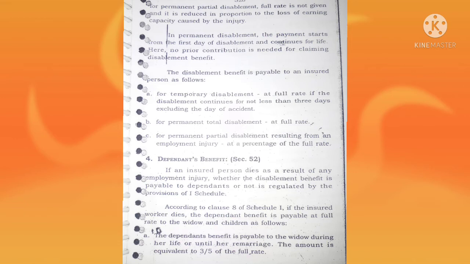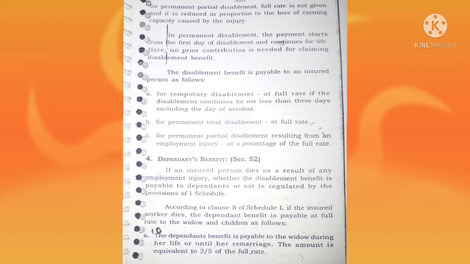The disablement benefit is payable to an insured person as follows. For temporary disablement, at full rate, if the disablement continues for not less than 3 days, excluding the day of accident. For permanent total disablement, at full rate. For permanent partial disablement resulting from an employment injury, at a percentage of the full rate.